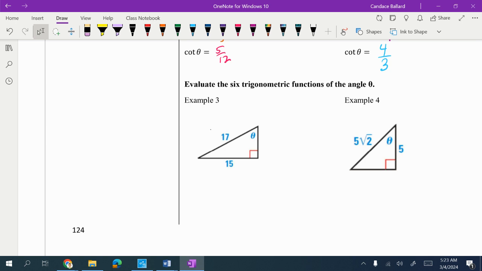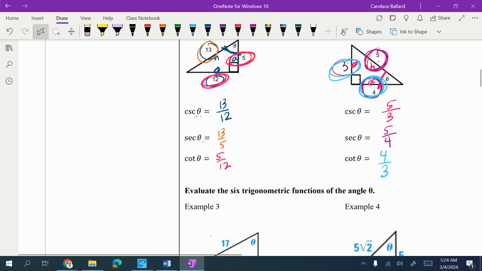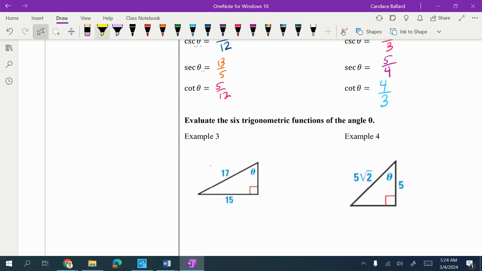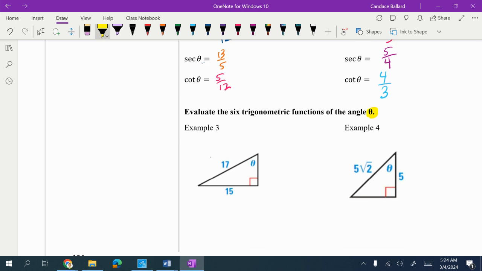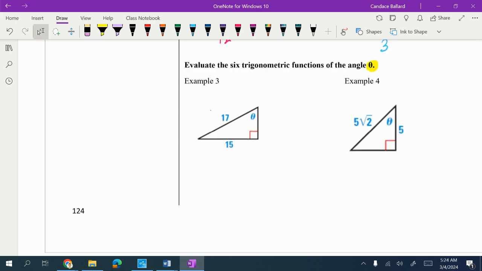In this next example, we're going to evaluate all 6 trig functions. So we're going to do the sine, the cosine, the tangent, the cosecant, the secant, and the cotangent of the angle theta. And I'm not sure if I mentioned this before, but this is just a Greek letter, theta. It's just another way to name an angle, and we typically use that in trigonometry. The only difference between these examples and the previous ones is we're missing a side, so we need to use the Pythagorean theorem to get that missing side.